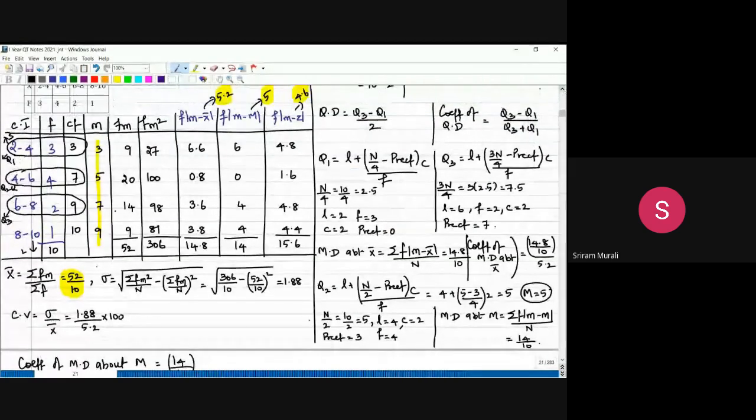M is here. This is your M. Your Z is 4.6. What is 3 minus 4.6? Minus 1.6 into 3 will be 4.8. Because of modulus, it is positive. Next, 5 minus 4.6 into f, 5 minus 4.6 into 4.